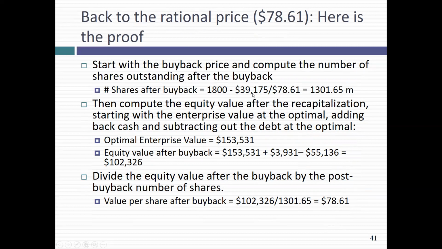This is the amount of dollars we have in debt to go towards the buyback. This is the price we're paying in the buyback. We're left with this many shares. Optimal enterprise value stays the same. Add back cash, subtract off debt, giving the equity value. The value per share after the buyback is then going to be the equity value divided by the number of shares left over. We're left with 78.61. So if we offer 78.61 in the original buyback, everyone left over who didn't participate in the buyback gets the same 78.61.